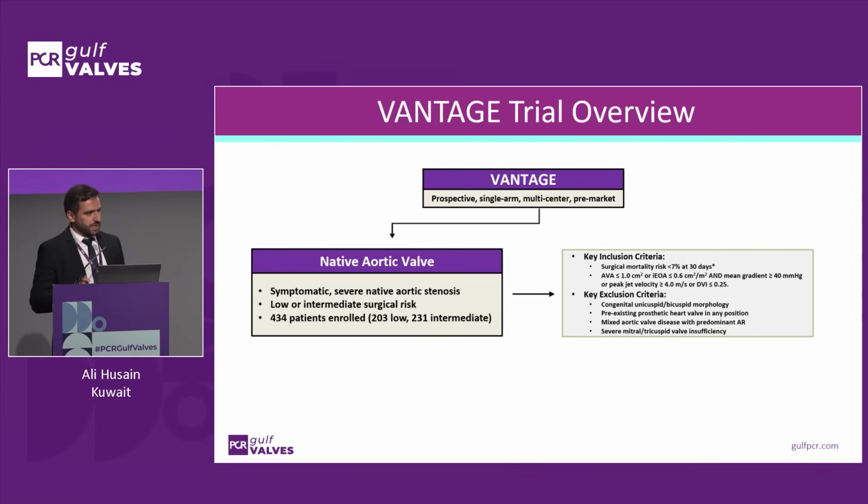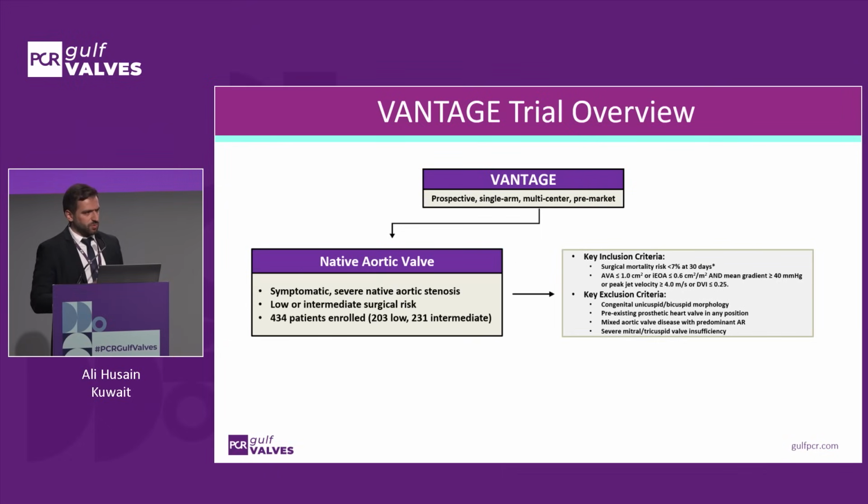For the inclusion criteria, those patients had to have a low or intermediate surgical risk based on the STS risk score. You can see it was calculated at below 7% at 30 days. They had to have severe true aortic stenosis, so the valve area should be less than 1, the mean gradient more than 40, or a Vmax of more than 4 meters per second. So this is a population of true severe aortic stenosis, not low-flow, low-gradient or paradoxical low-flow, low-gradient patients.